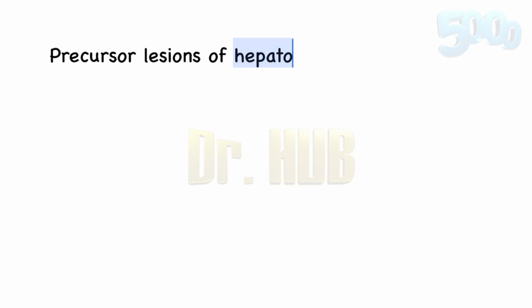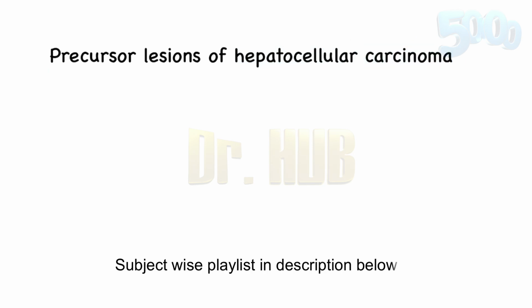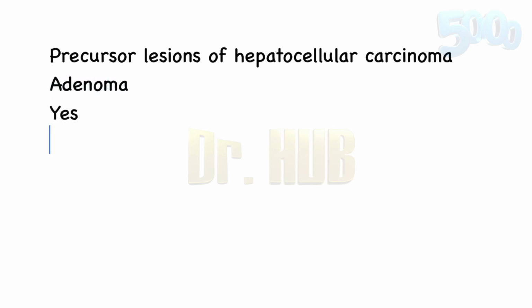Let's look at the precursor lesions of hepatocellular carcinoma. To begin with, the hepatocellular adenoma. Is it pre-malignant? The answer is yes, it is pre-malignant. And is it associated with cirrhosis? It is rare. The cirrhosis involvement is rare.